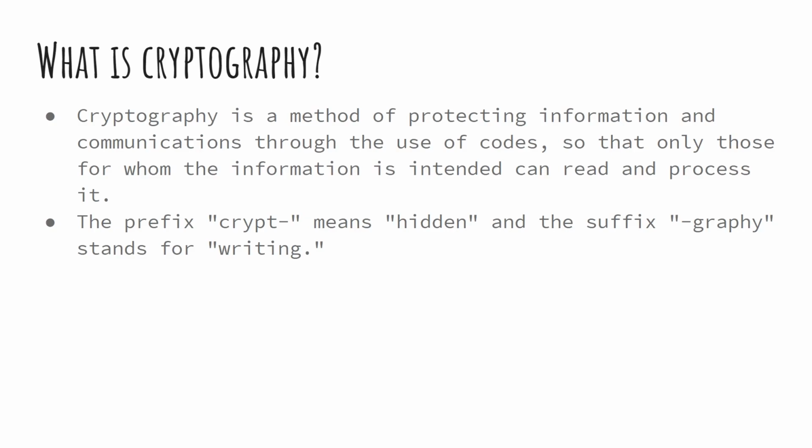It is basically the method we use to protect information by using a certain algorithm to make it meaningless or unreadable text, which can later be decrypted back to the original text by the receiver. So the prefix crypt in cryptography means hidden, and graphy means writing.